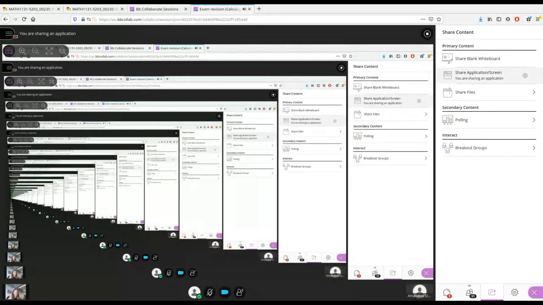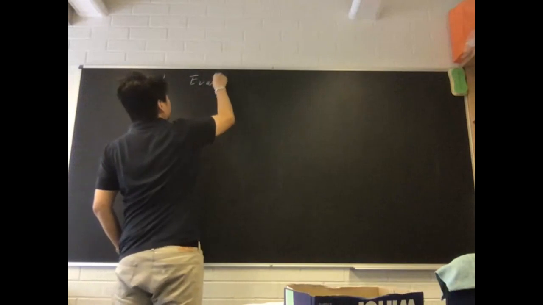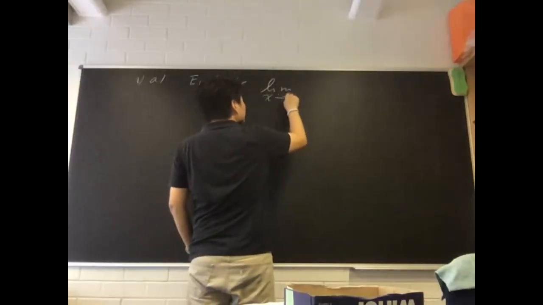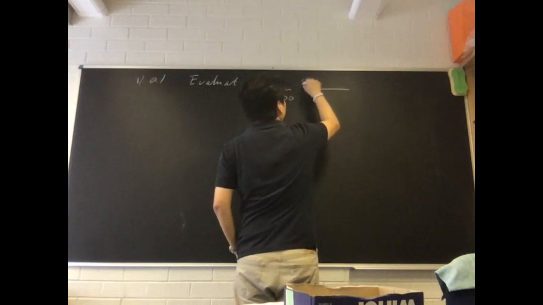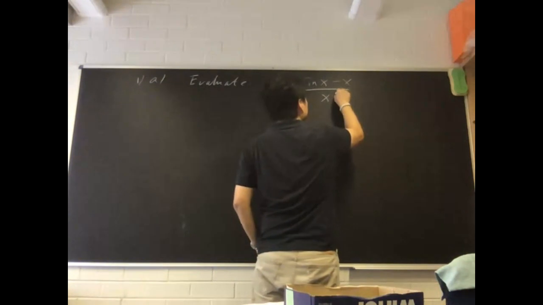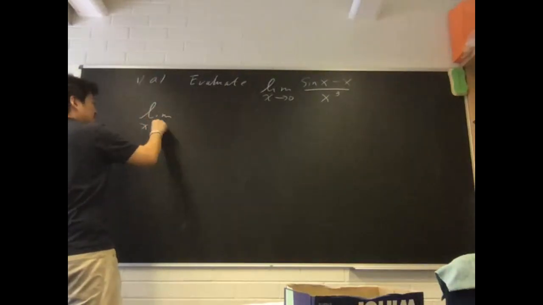Wait, let me stop sharing. Okay, that's better. 1A asks us to do the following. So we want to evaluate this limit as x goes to 0: sine x minus x over x cubed. All right, so that's the limit that we want to evaluate.